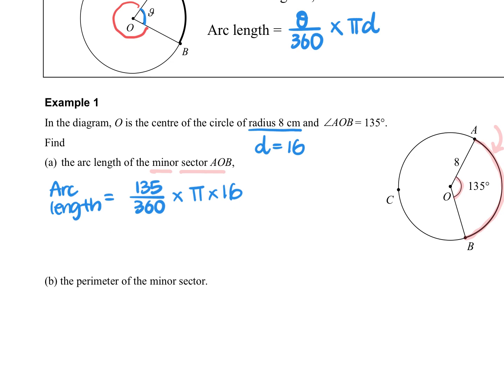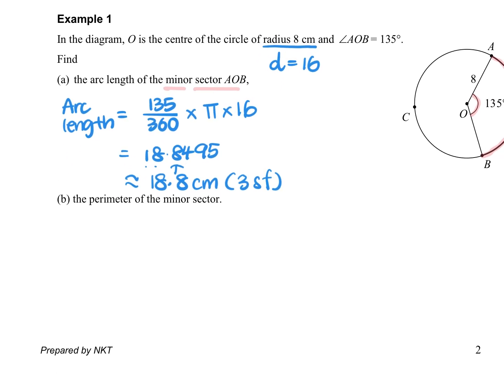That gives me the number 18.8495. Quite a lot of numbers. To be safe, we just need to write 5, but for me, since the number at the back is 9, I'll write a bit more. In this case, I have 3 sig fig, 1, 2, 3. This number over here is 4, so I'm not going to round up, I'm just going to round down. That will be 18.8 cm, 3 significant figures. For measurements of length, always round off to 3 significant figures. Measurements of the angle, 1 decimal place.